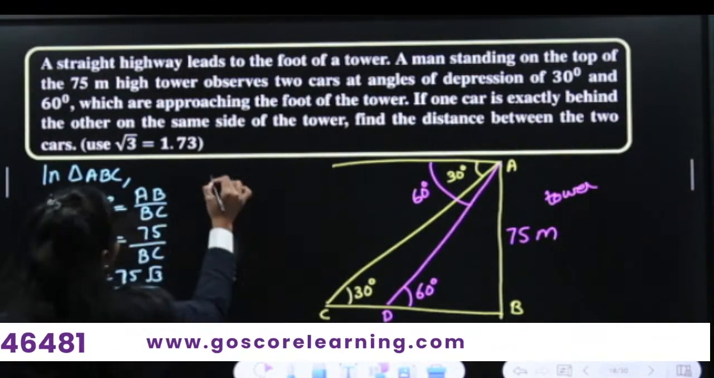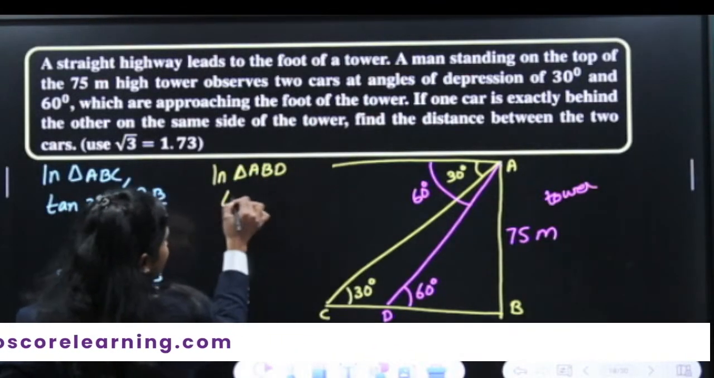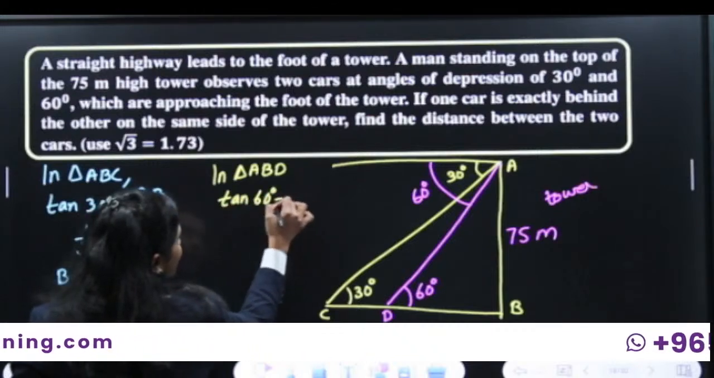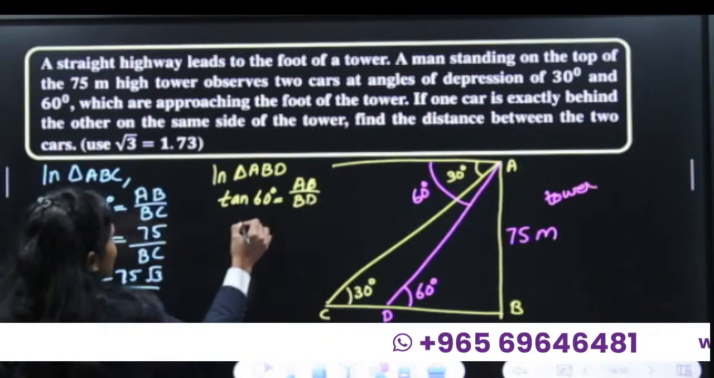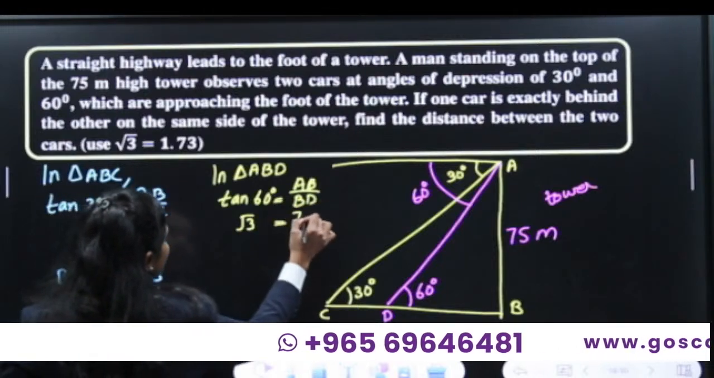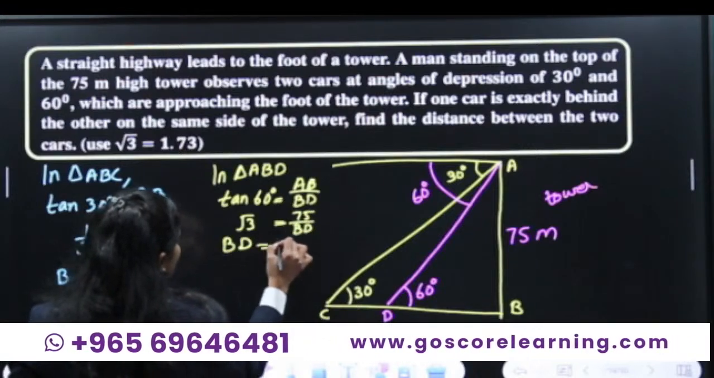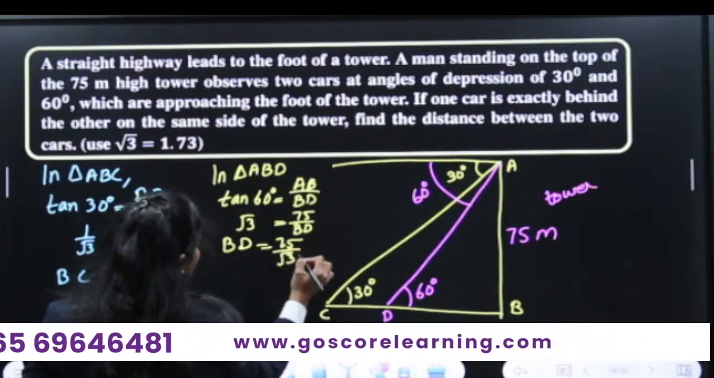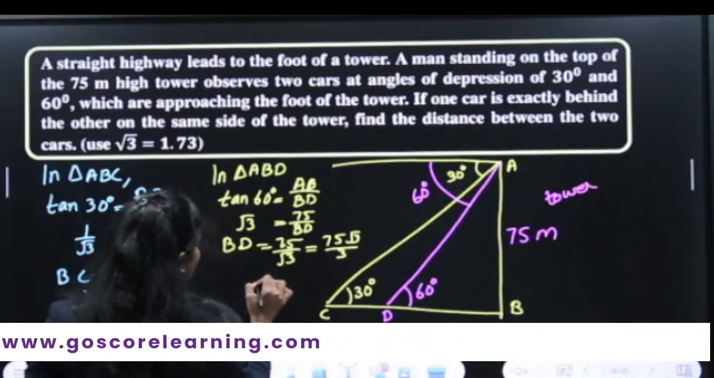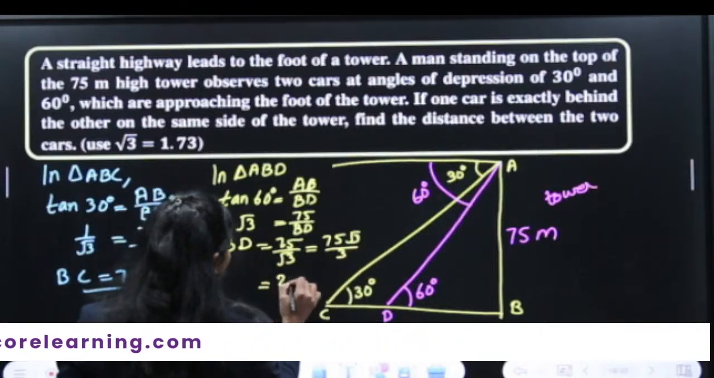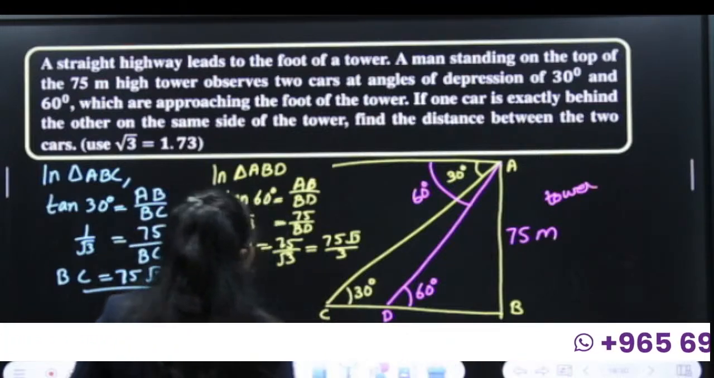we will go for next triangle. In triangle ABD, tan 60 is equal to opposite AB divided by BD. So what is tan 60? Root 3 is equal to 75 by BD. So BD is equal to 75 divided by root 3. When rationalizing, you will get 75 root 3 by 3, and we can cancel it with 75, so it will be 25. No, we don't need to cancel that. 75 root 3 by 3.